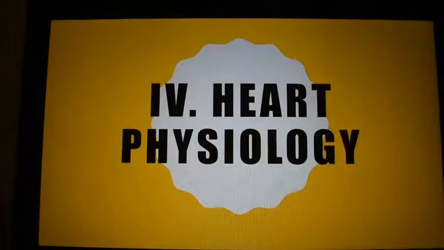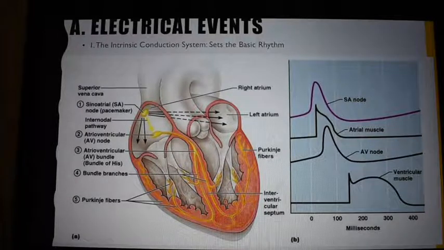Today we will be talking about heart physiology. Heart physiology includes electrical events. One of them is the intrinsic conduction system, which basically sets the basic rhythm of the heart. There are a few parts to this intrinsic conduction system. The first part will be action potential initiated by the autorhythmic cells.